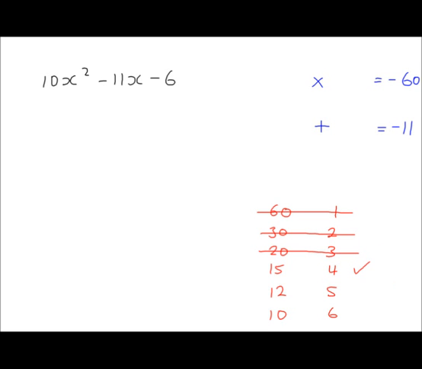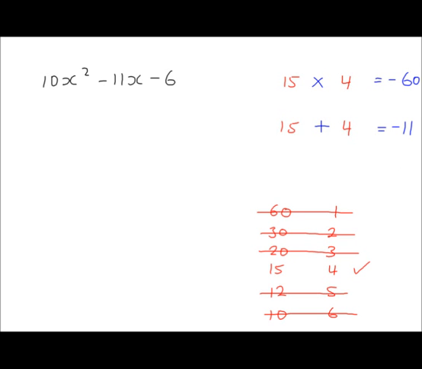So 15 minus 4 gives you 11. 12 and 5, nope, they don't work. 10 and 6 don't work either. So 15 and 4 are the numbers we need to use.